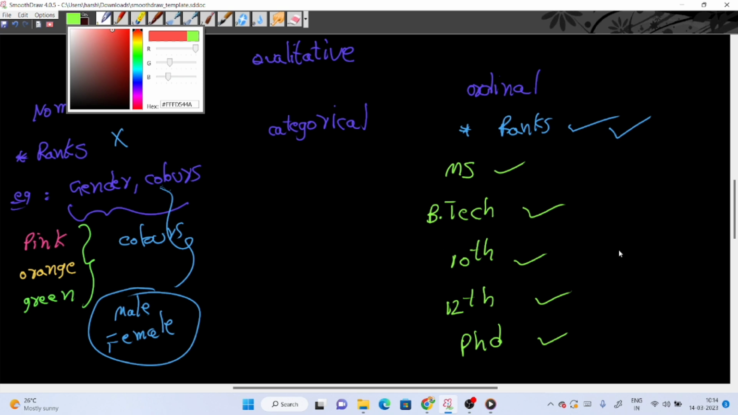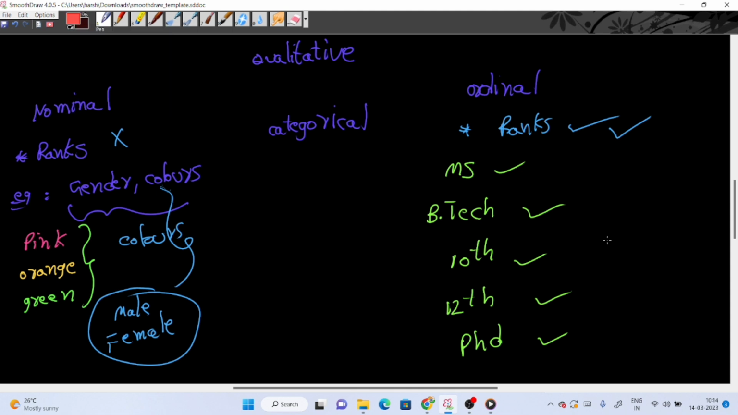So if I want to sort this data from lower grade to higher grade, I may rank 10th standard as number 1, and 12th as 2, and BTech as 3, and MS as 4, and PhD as 5, because PhD is the greatest of all the above studies. So this is the ordinal data. The simple difference is that ordinal data will have ranks, whereas nominal data will not have ranks.